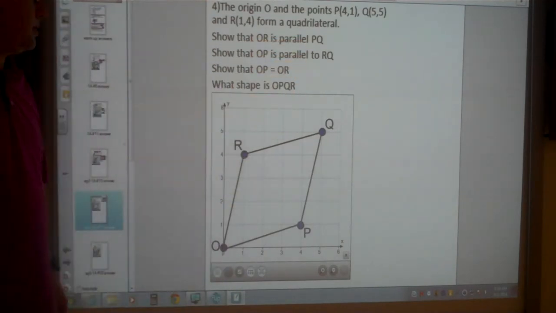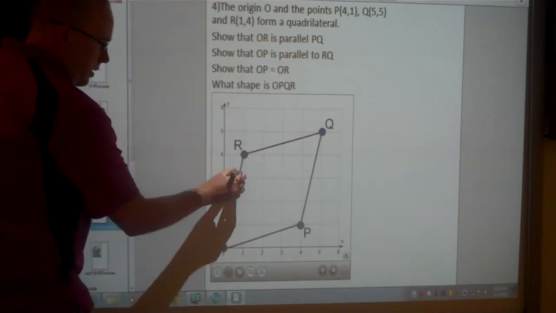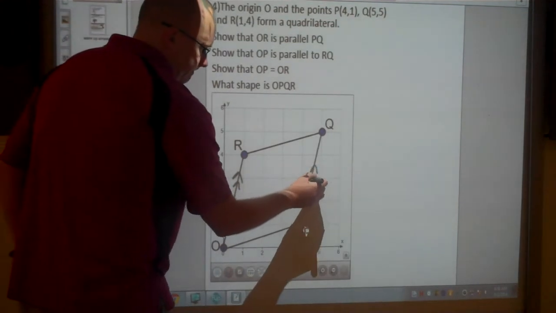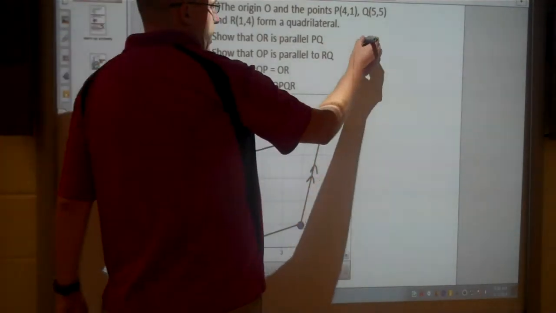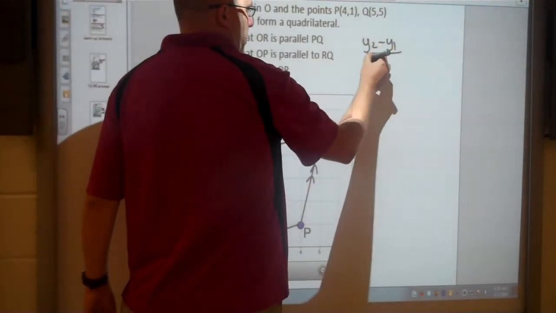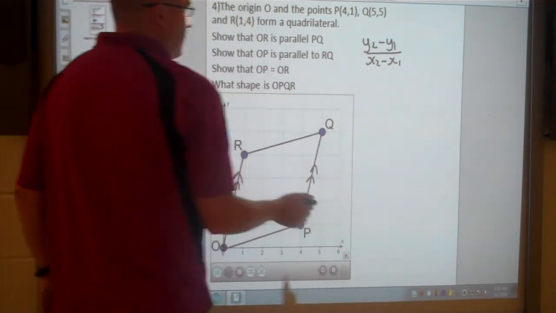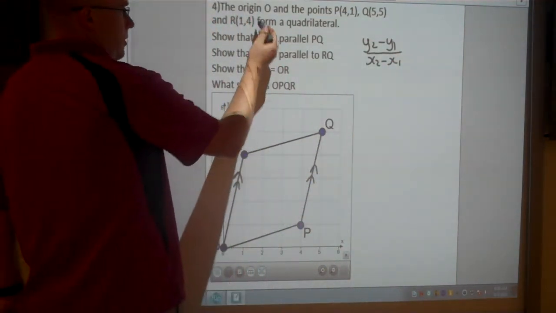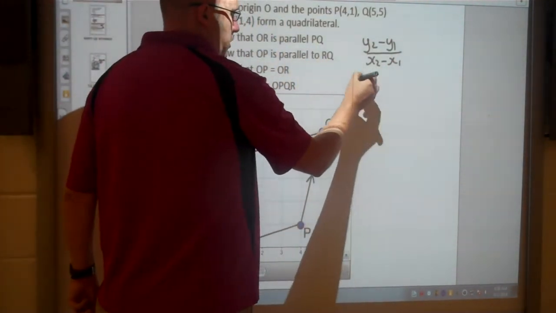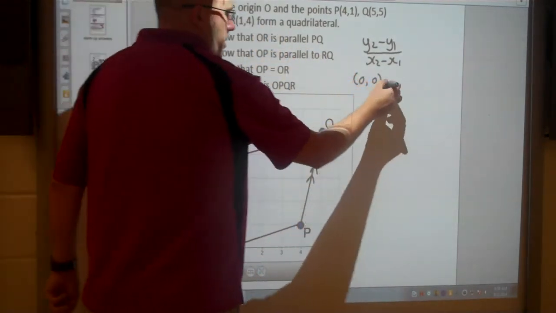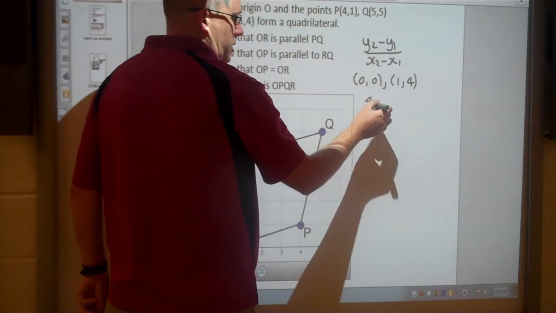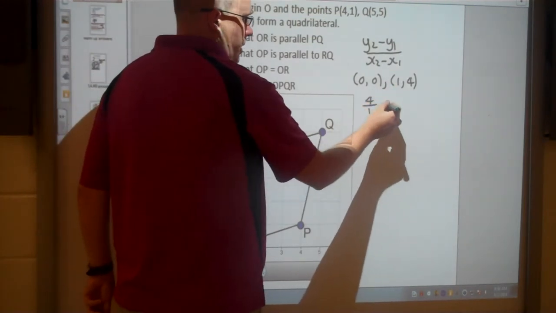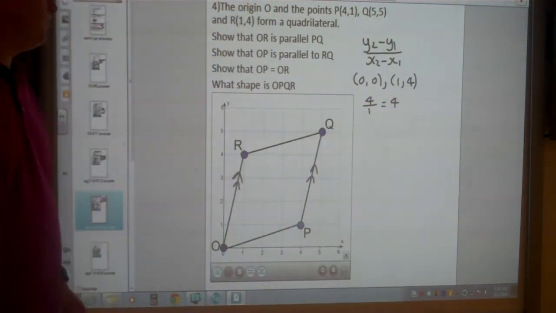Show that OR is perpendicular to PQ. So here's OR, and here is PQ. How do we find slope? y2 minus y1 over x2 minus x1. So for the first set of coordinates, if I'm going to do this for OR, then O is obviously 0, 0. And R is going to be 1, 4. So 4 minus 0 is 4. 1 minus 0 is 1. So we've got a slope of 4.